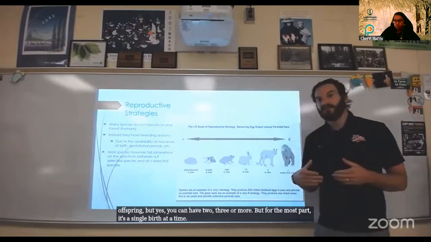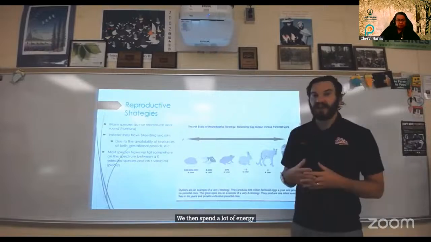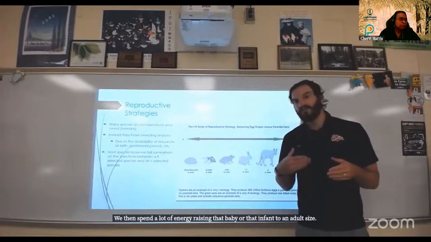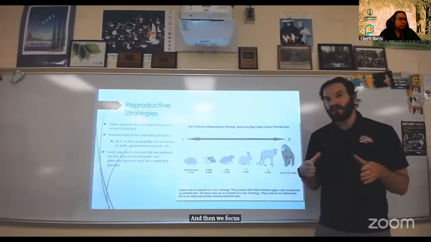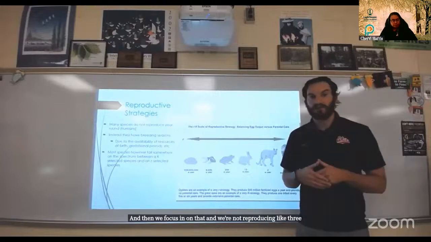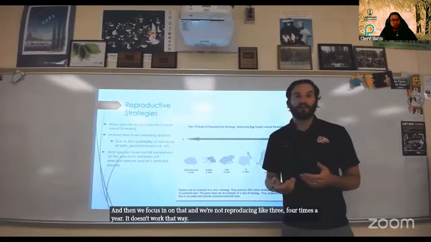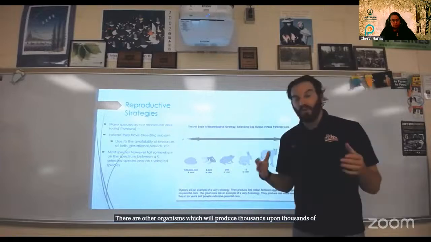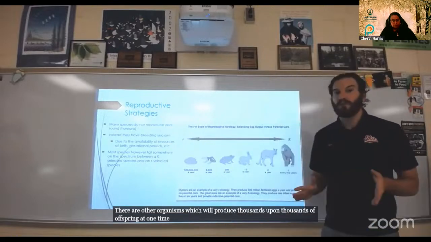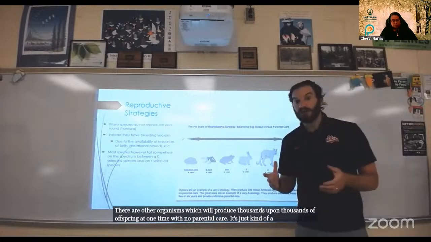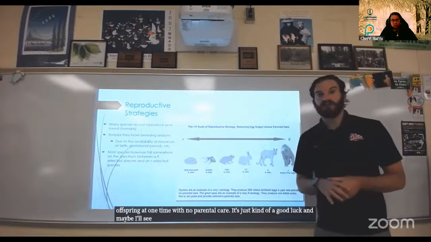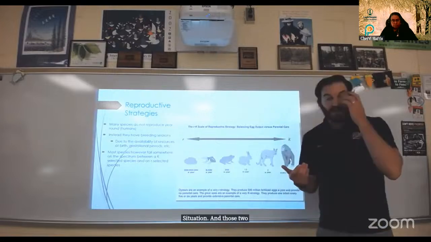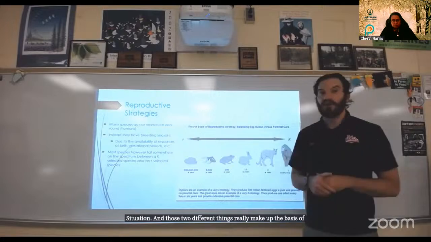We then spend a lot of energy raising that baby or that infant to an adult size, and then we focus in on that, and we're not reproducing like 3-4 times a year. It doesn't work that way. There are other organisms which will produce thousands upon thousands of offspring at one time with no parental care. It's just kind of a good luck, and maybe I'll see you at adulthood situation. And those two different things really make up the basis of the R strategist versus K strategist.